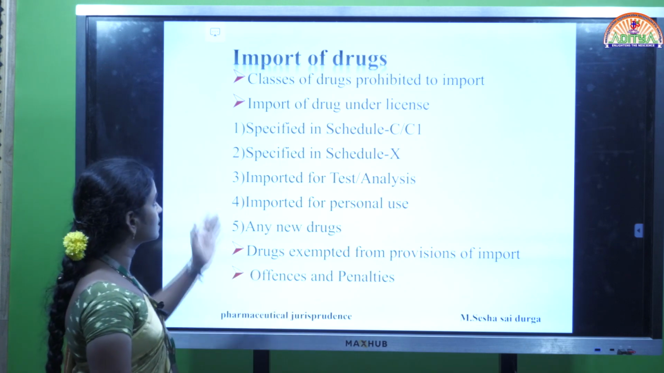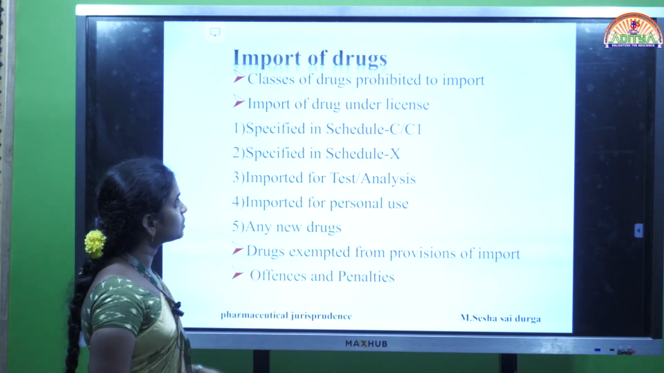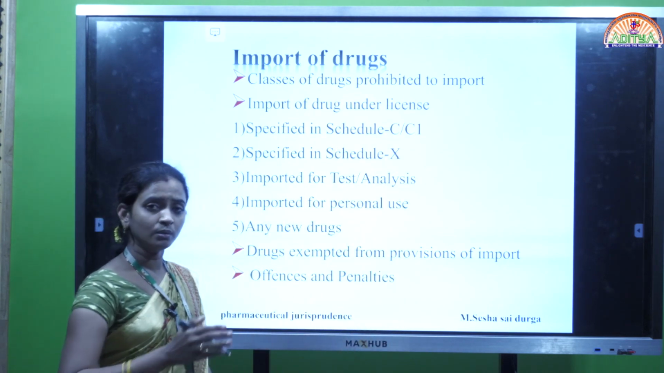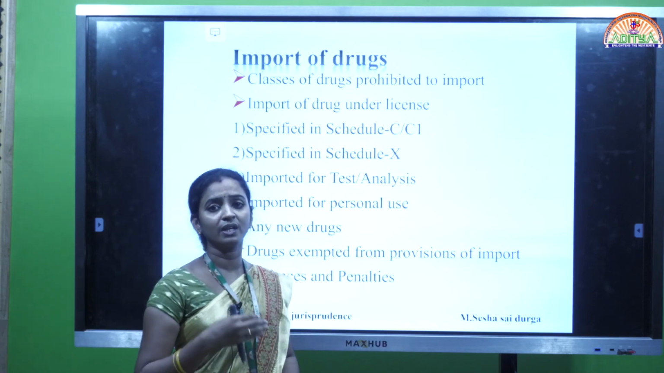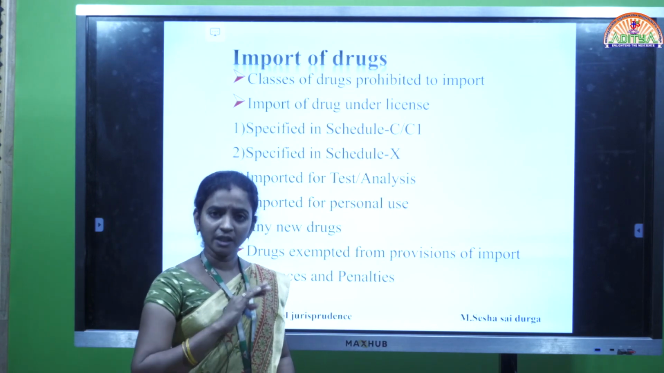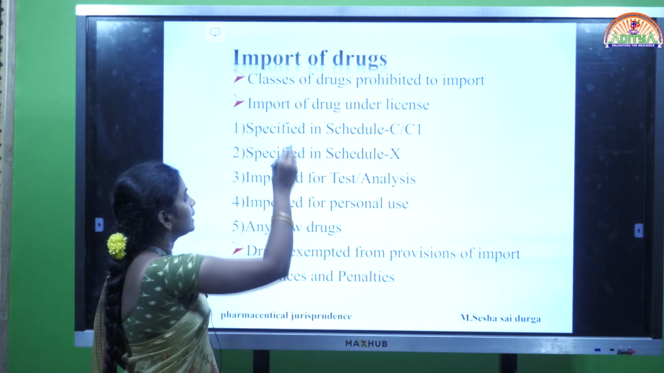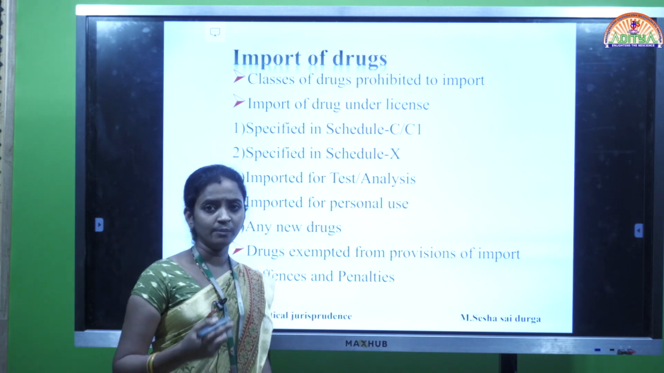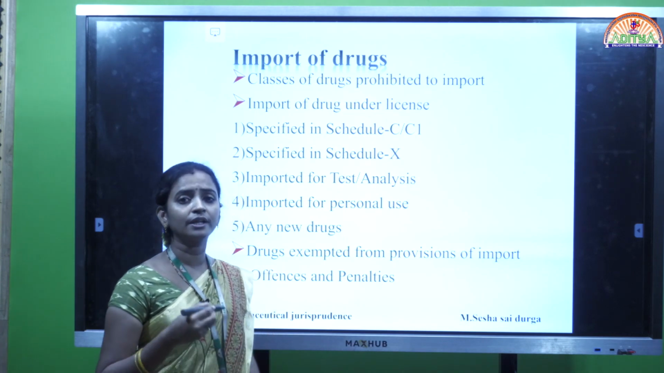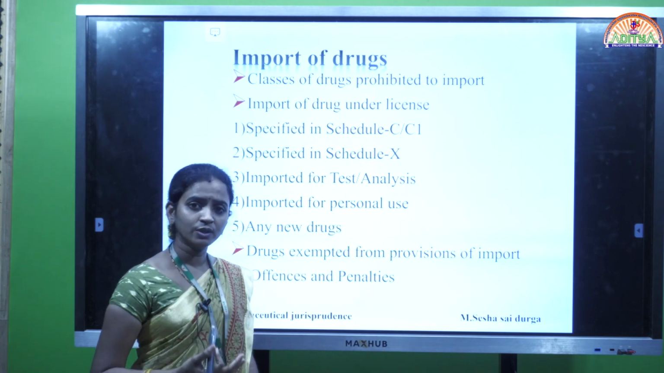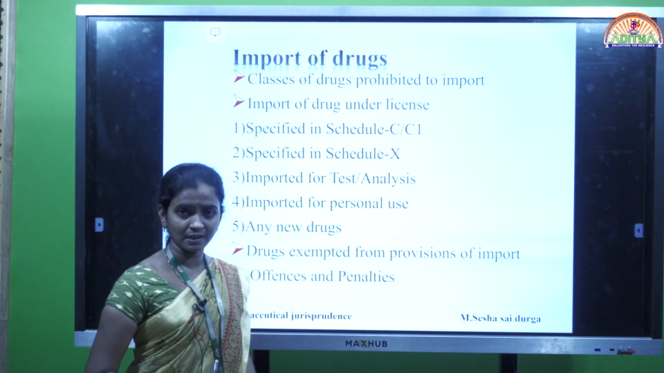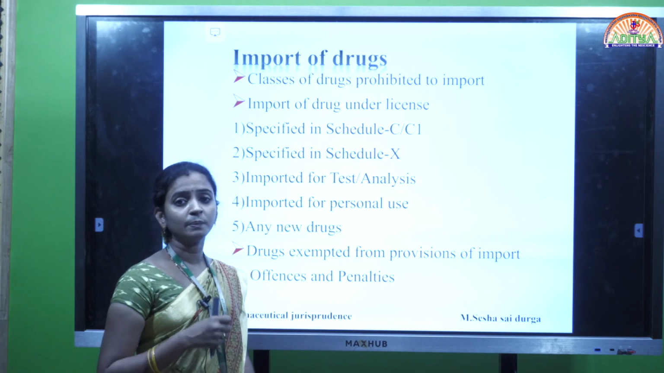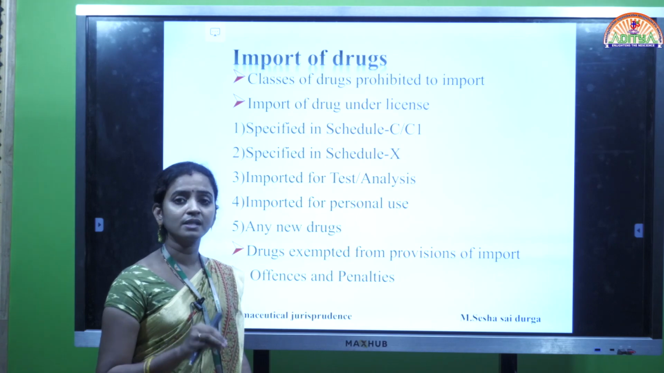So what are the provisions given here? First one, classes of drugs prohibited to import. These drugs should not be imported from foreign countries. They are completely prohibited. And the second one, import of drugs under license. We already discussed that any activity related to pharmacy, like manufacturing, distribution, import or sale, must be done by a qualified person. That too, the person should obtain a license from the licensing authority.